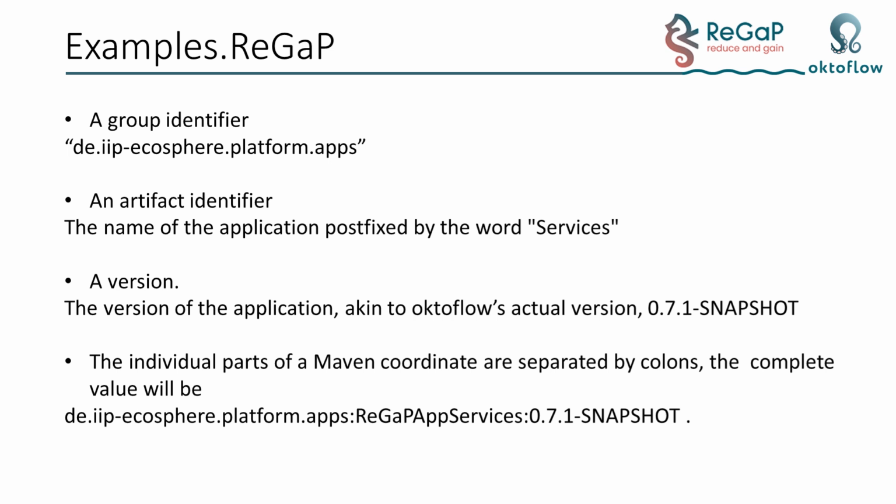The individual parts of a Maven coordinate are separated by colons, that is, the complete value will be de.iip-ecosphere.platform.apps:ReGaPApp-services:0.7.1-SNAPSHOT.